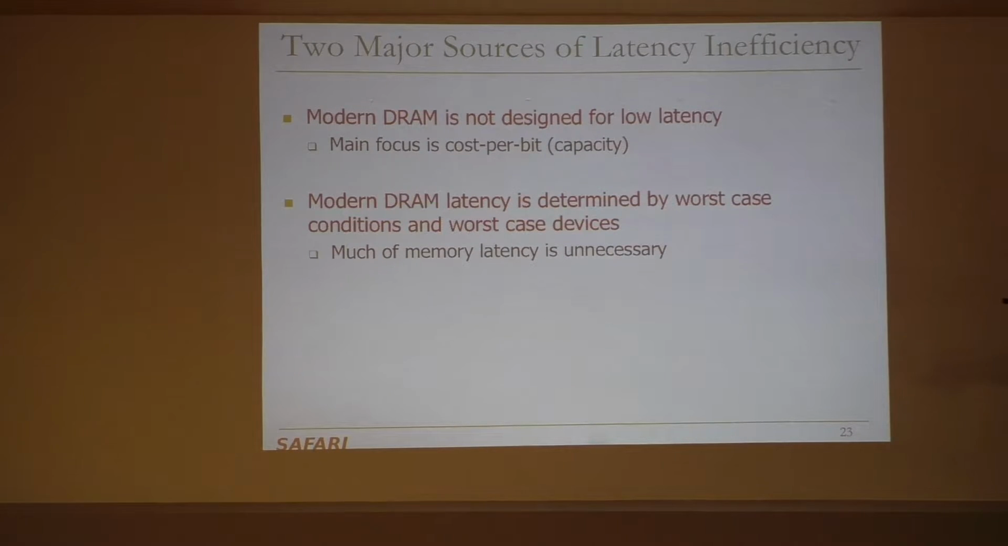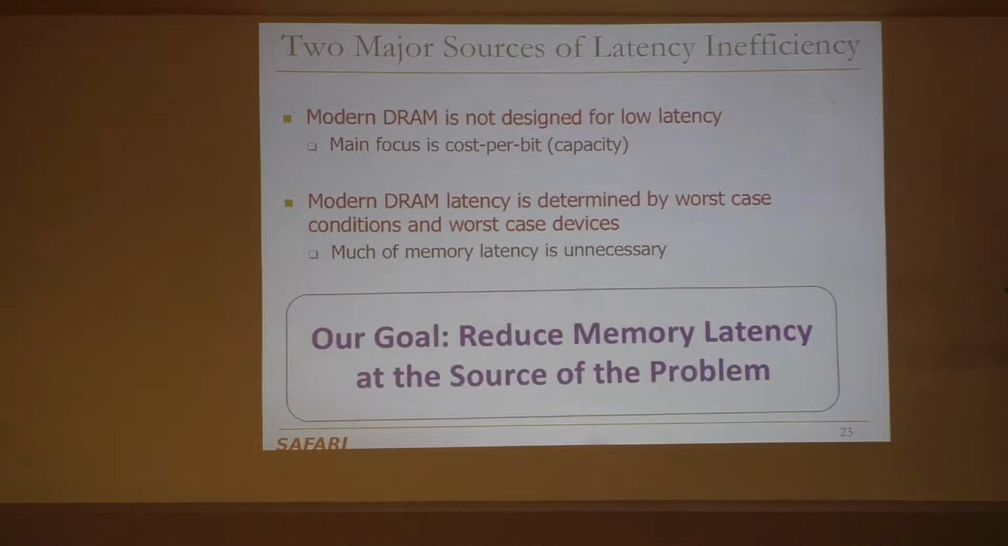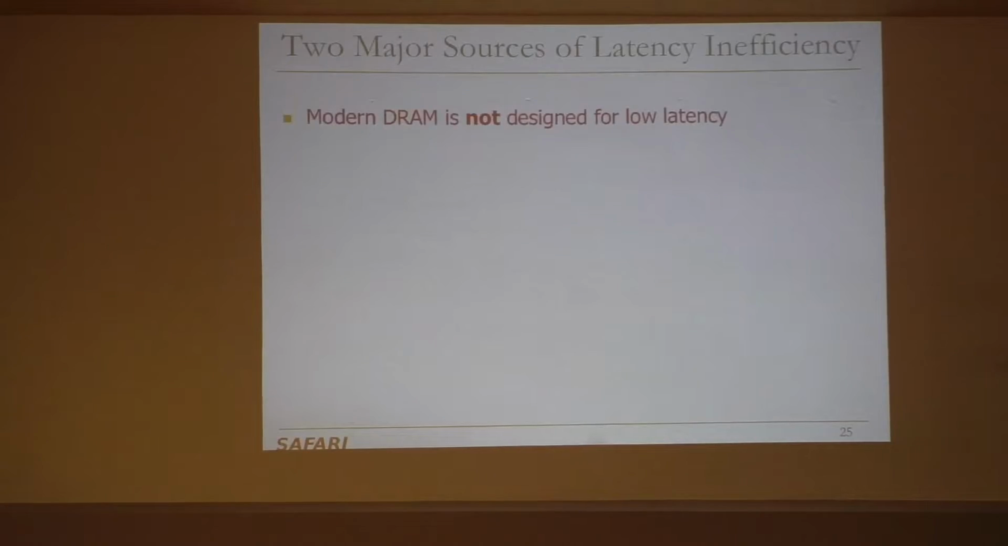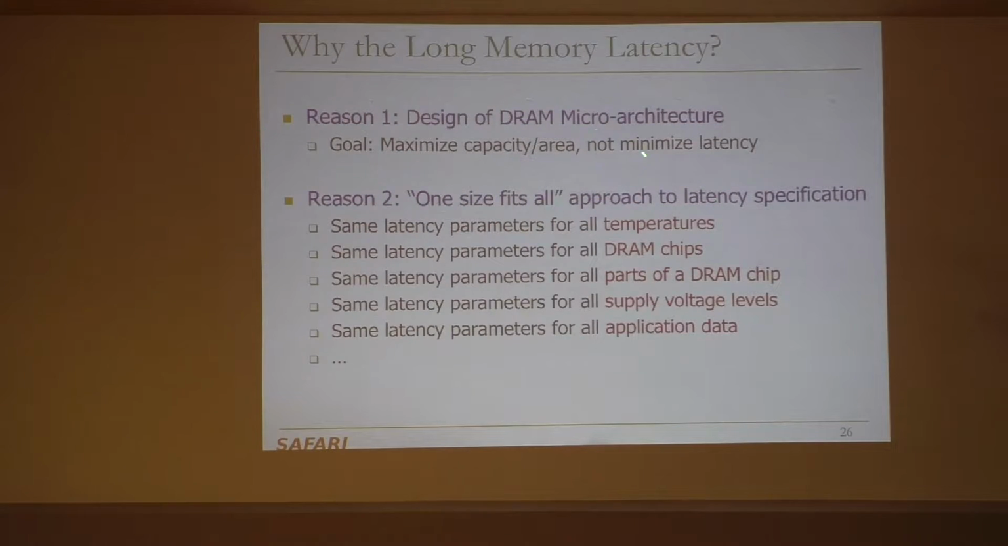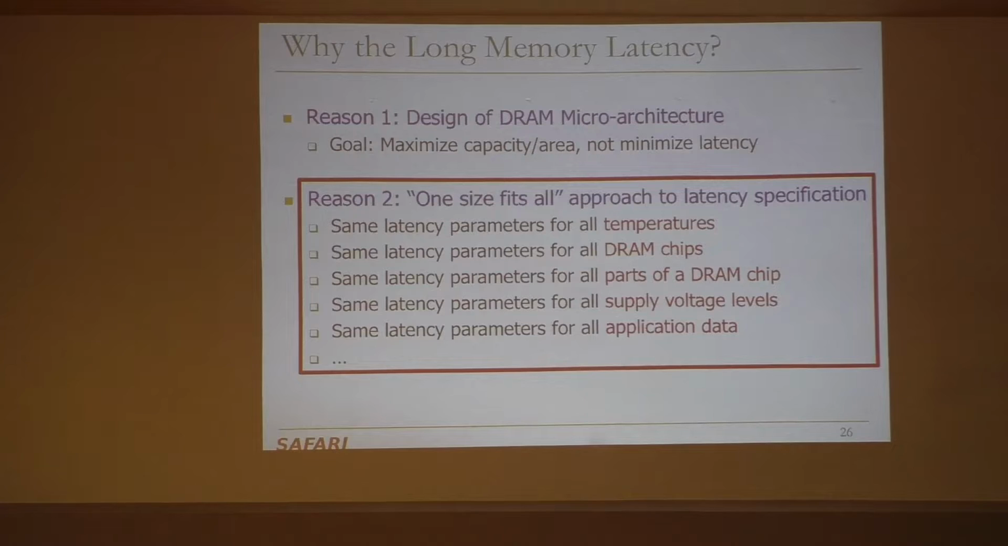So I'm going to cover this one. This one I don't think we will have time for. You can look at the slides, but basically you can trade off between latency and capacity better to get to a better point in terms of reduced latencies. So basically we want to reduce the memory latency at the source of the problem. We realize this and we want to tackle the design of the DRAM microarchitecture to minimize latency somehow, and we want to get rid of this one-size-fits-all approach to latency specification.